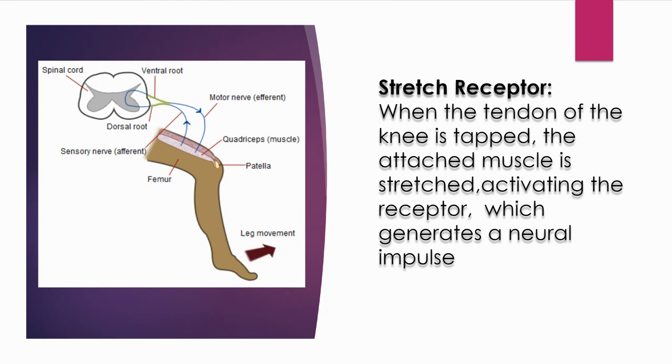One cool thing to talk about is the stretch receptor. That is the knee-jerk response. The sensory neuron whose end is wrapped around a muscle fiber is embedded within the muscle of the thigh. When the tendon of the knee is tapped, the attached muscle is stretched, activating this receptor, which generates a neural impulse. The terminal processes of the sensory neuron end in the spinal cord in synapses with the motor neurons leading directly back to the thigh muscles. So the impulse travels back along these motor neurons, causes the muscle to contract, and the leg extends forward.